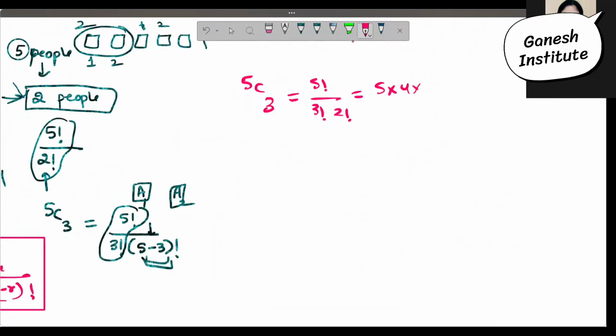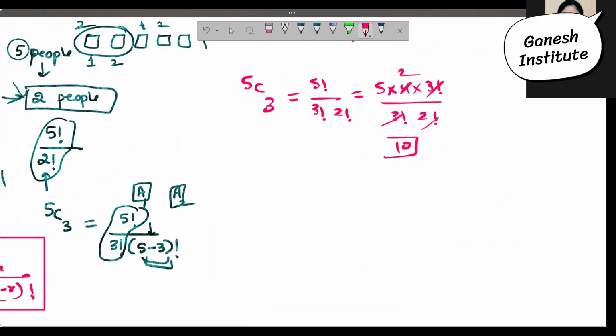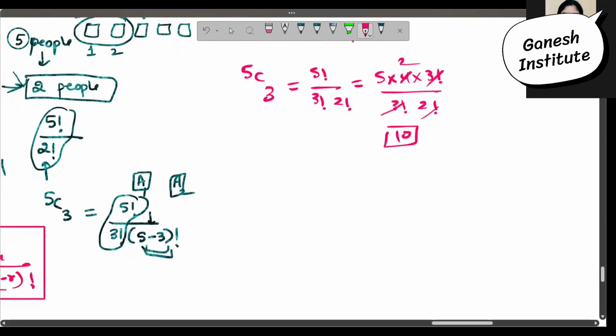So 5 into 4 into 3 factorial, divided by 2 factorial, 2 to the 4, is 10. 10 ways are there through which I can choose 3 people out of 4.